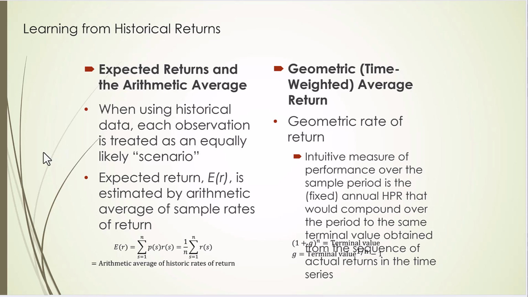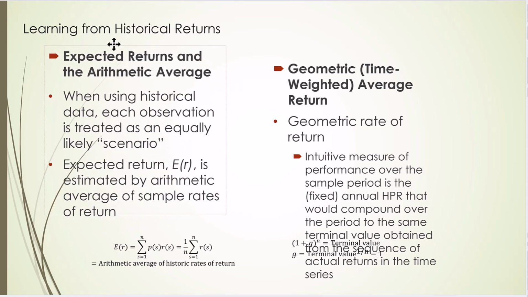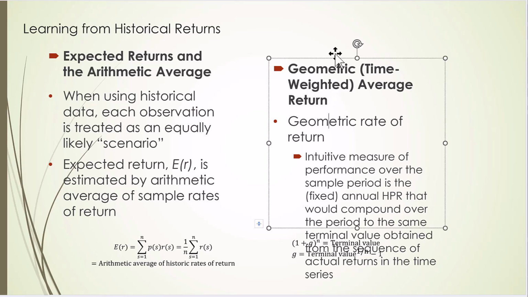There are a couple of other ways we can calculate returns. We can calculate returns in what we refer to as the arithmetic average. Of course, this means historically you gather all the data, calculate the rate of return per period, add those all up, and then divide by n.